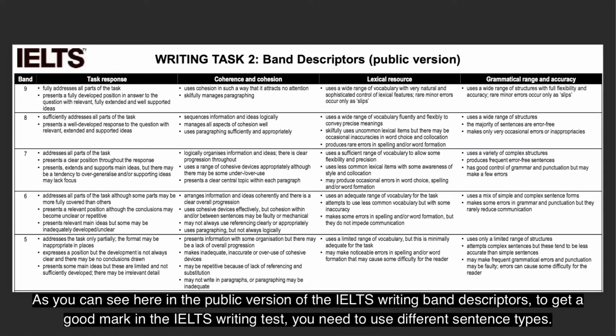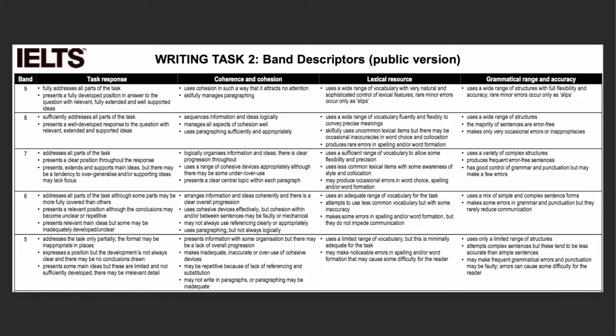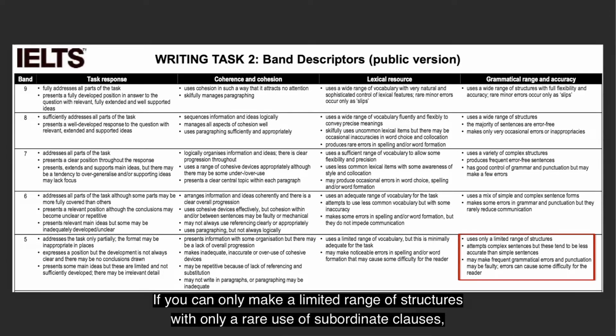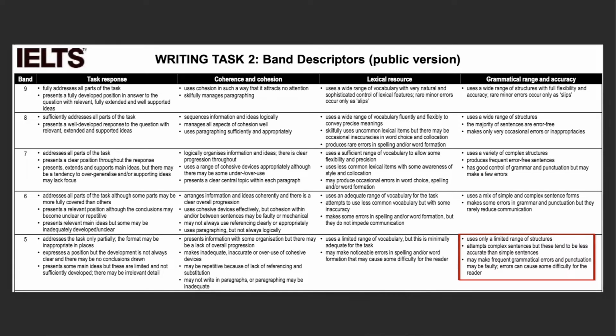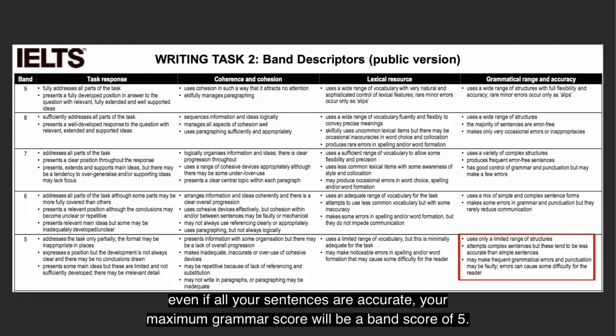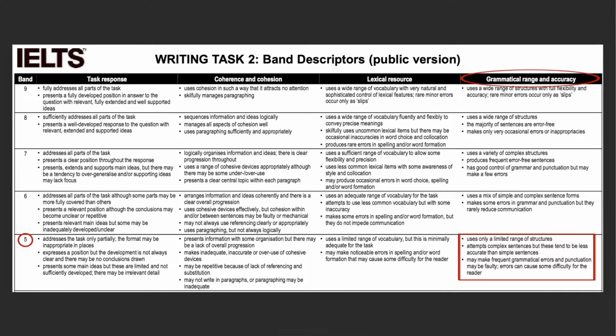As you can see here in the public version of the IELTS writing band descriptors, to get a good mark in the IELTS writing test, you need to use different sentence types. If you can only make a limited range of structures with only a rare use of subordinate clauses, even if all your sentences are accurate, your maximum grammar score will be a band score of 5.